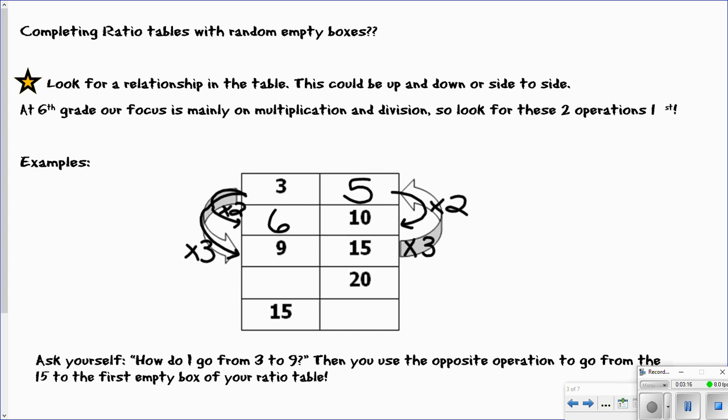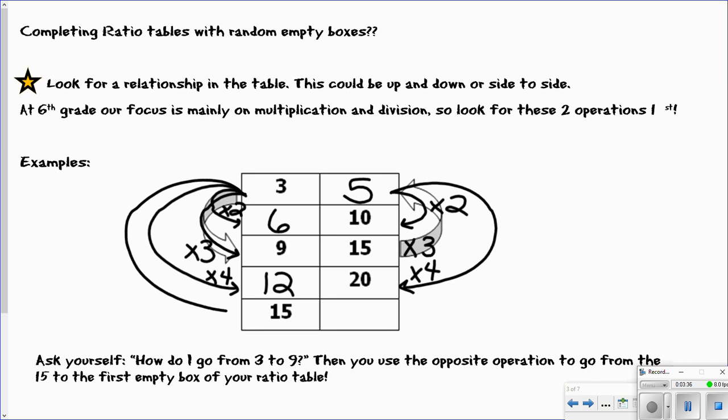Now I know we can connect the 5 with the 20. 5 times something gives me 20. It's times 4, which means also on that level, the number that I'm missing would also be multiplied by 4, and 3 times 4 is 12. Now I can connect the 3 and the 15. 3 times something gives me 15, that's 5. And that means that 5 times 5 gives me the missing piece of 25.